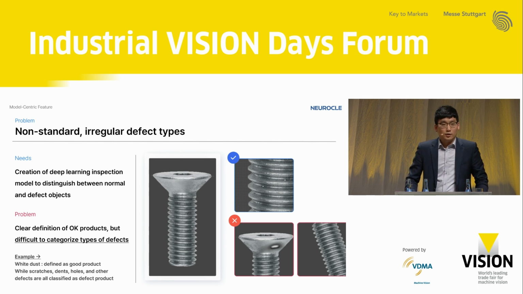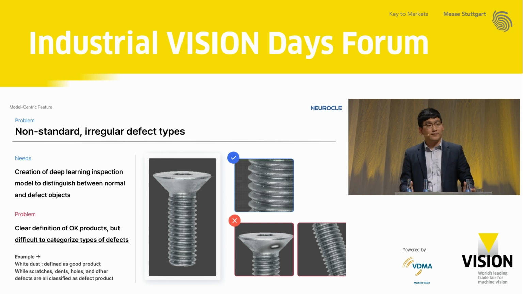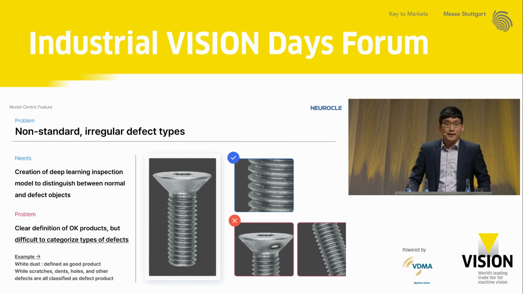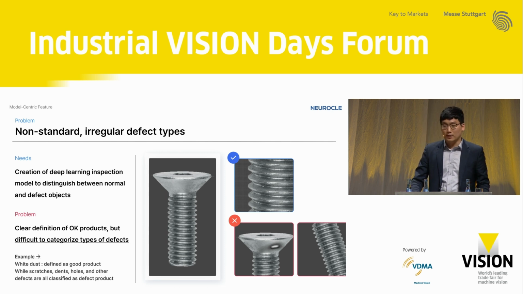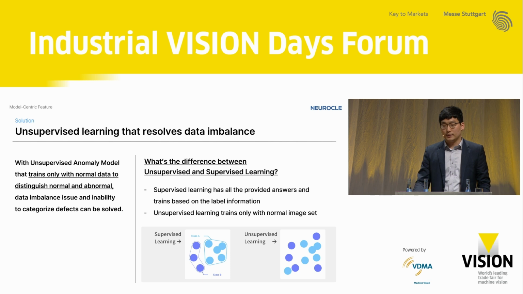Also, normally, if you only have regular types of defects, you can just go with the conventional rule-based algorithm. But the reason you want to apply deep learning is that there are so many non-standard and irregular defects. To solve this problem, maybe we need anomaly models.